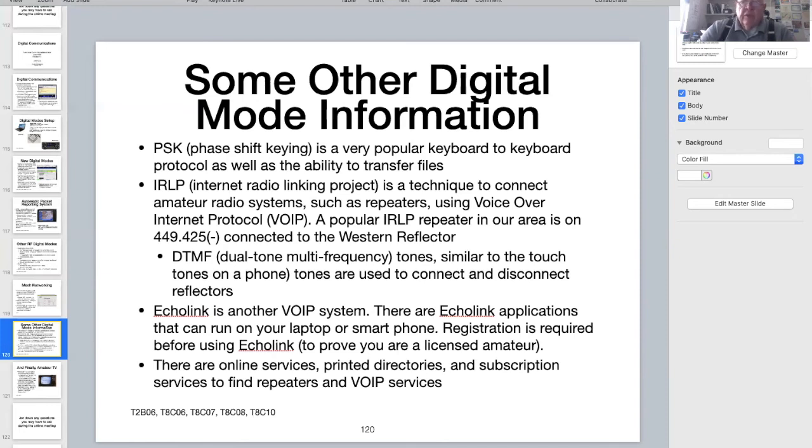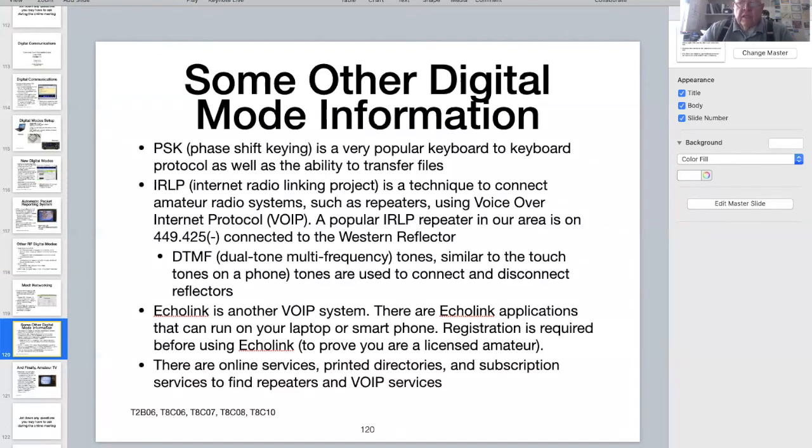More than 50 other repeaters in Utah, Arizona, Nevada, and California are also connected to the Western Reflector. This network is very popular with RVers and truckers traveling through the area. Echolink is a similar but newer application. There are Echolink apps for your smartphone. Once you register with Echolink, proving that you have an amateur radio license, you can then connect to thousands of other Echolink users or repeaters around the world.